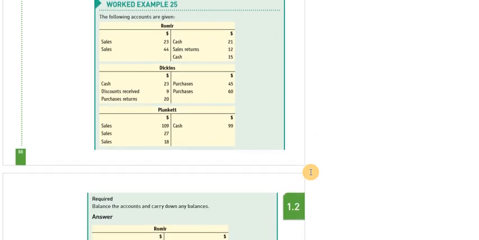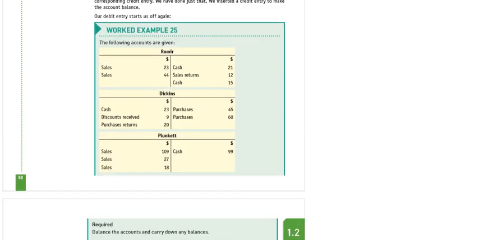Can you balance all the accounts? Can you balance this? Yes, sir. Yes. Okay, you have to balance these three accounts. So this is now your homework. Balancing the account, balancing the ledger. You have to just balance out.